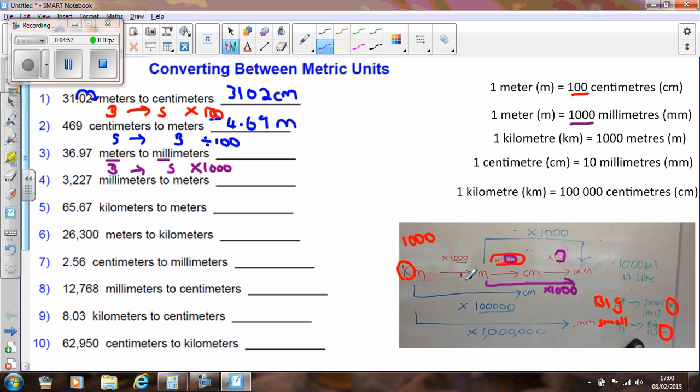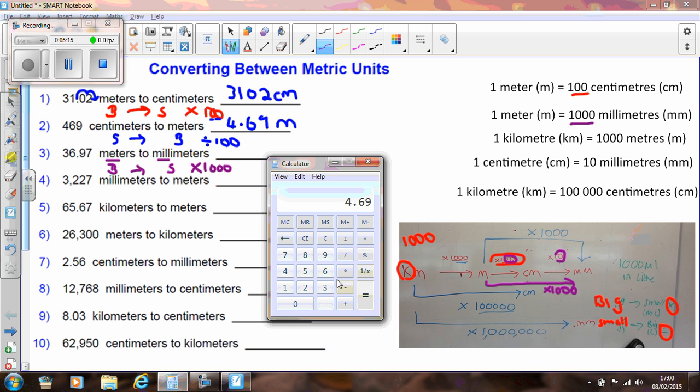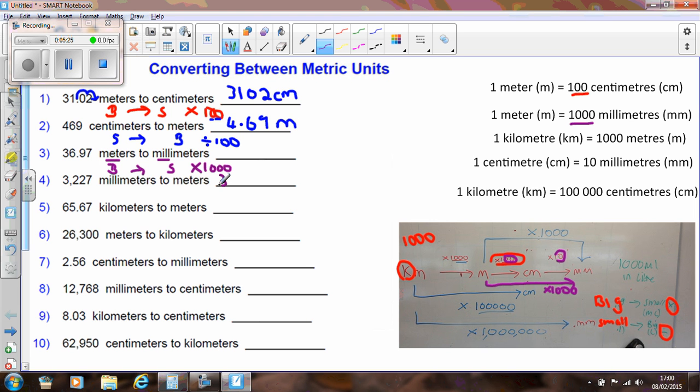If you draw this diagram for any of your conversions, so you can do it with length that we've got here, or you can do millilitres, centilitres, litres, it's the same. So if you can remember this diagram, then it doesn't matter what conversion you're doing, you'll be able to do it. So here we've got 36.97 and we are timesing by 1,000 and we get 36,970. So 3, oh, I've done that on the wrong one, haven't I? Let's do a different colour.